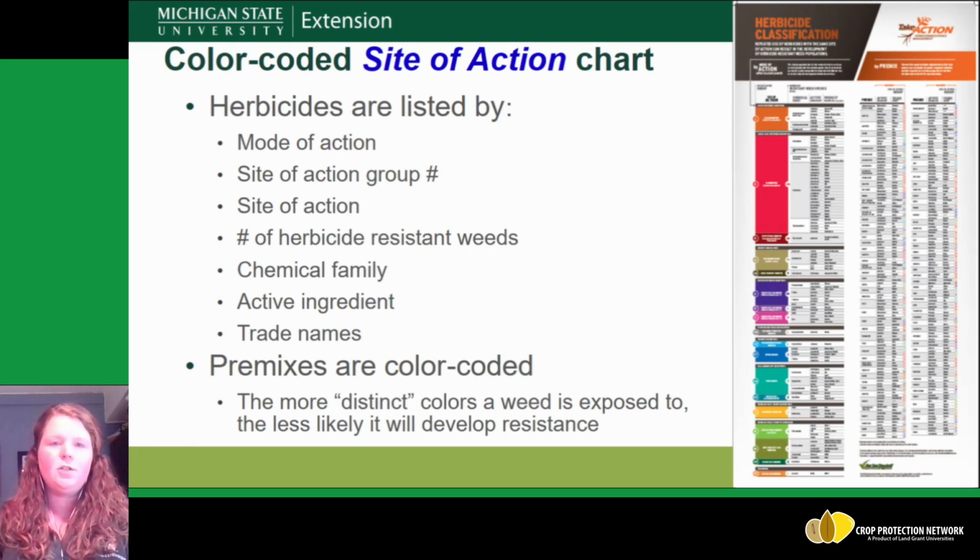Also, a large portion of this poster are premixes, which are herbicides that contain 2 or more active ingredients, and those are also color-coded for convenience when you're looking at the poster. So this takes into account some of those too, so you can see what site of action might be in a premix that you're familiar with using.